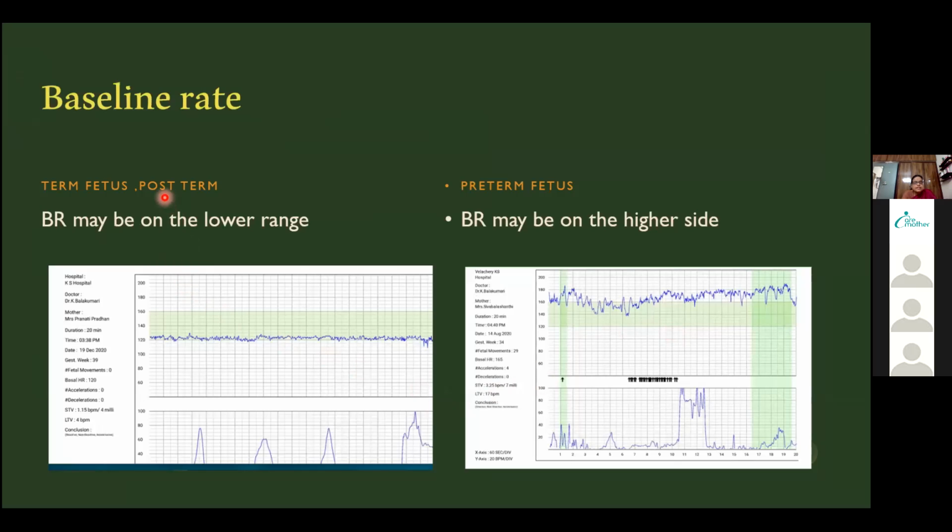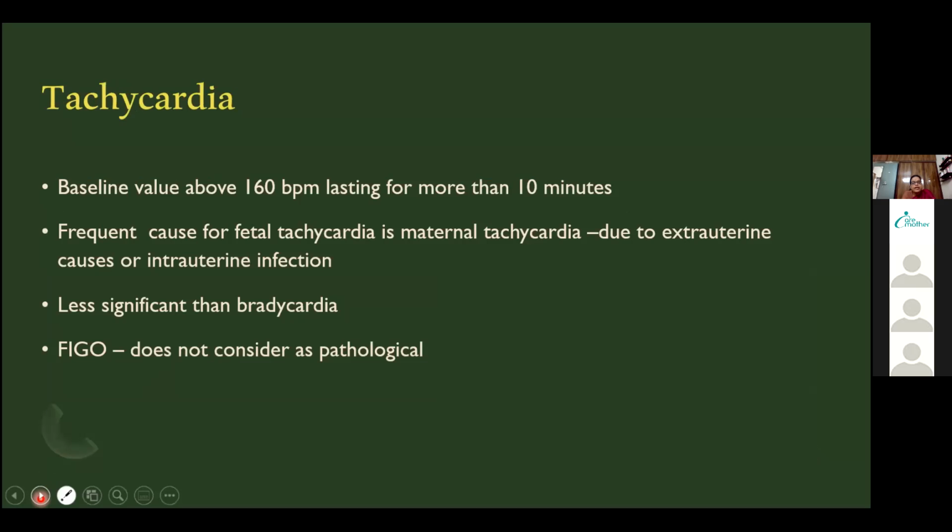And in term fetuses and post-term fetuses, the heart rate may be around 110, or even in post-dated, it can be a little lower than that. But if there is good variability, you don't have to worry. In a preterm fetus, this patient is around 39 weeks. This patient is around 34 weeks. So there is actually tachycardia, but even the basal heart rate will be a little on the higher side for preterm fetuses. That we should keep in mind when we interpret.